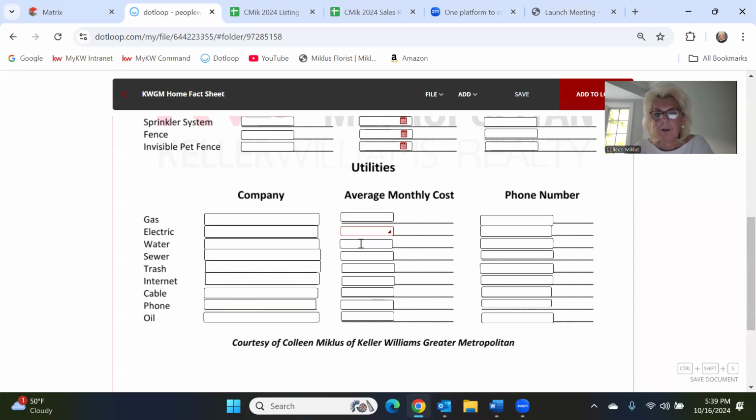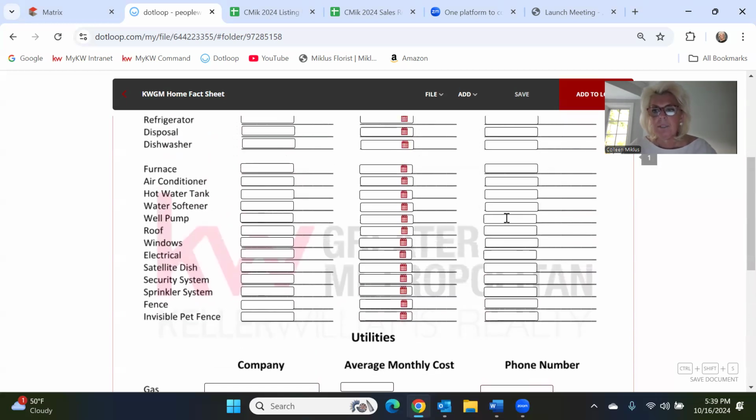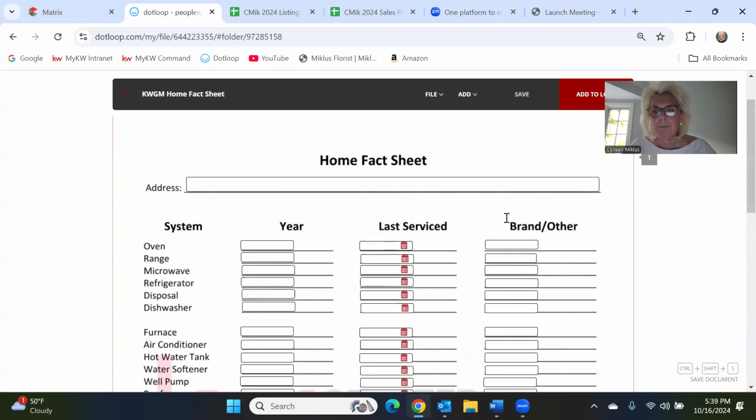What those average monthly costs would be, the most common is going to be, what is the average gas, electric, water, sewer bills? So ask your seller what those averages are. You can input them in there. And then of course, if they have the phone numbers, but if not, they can just go online and hook their accounts up too.